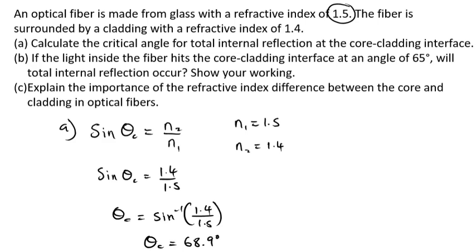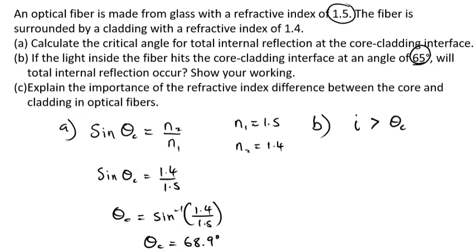But part B of the question says, if the light inside the fiber hits the core cladding interface at an angle of 65 degrees, will total internal reflection occur? Show your working. All right. So the simplest explanation is that total internal reflection occurs only when the angle of incidence is greater than the critical angle. In this case, the angle of incidence we've been given is 65. So the idea is this: if I is greater than the critical angle, then total internal reflection will occur.